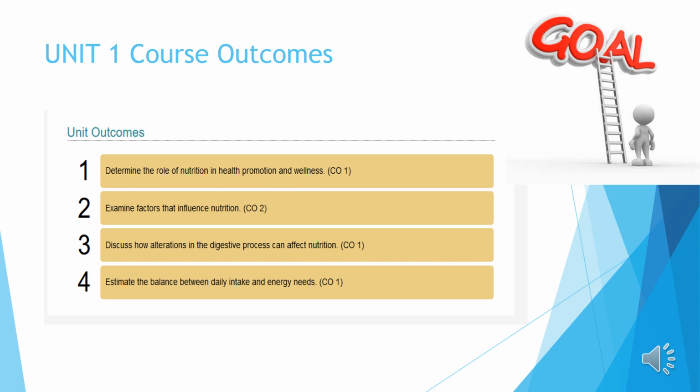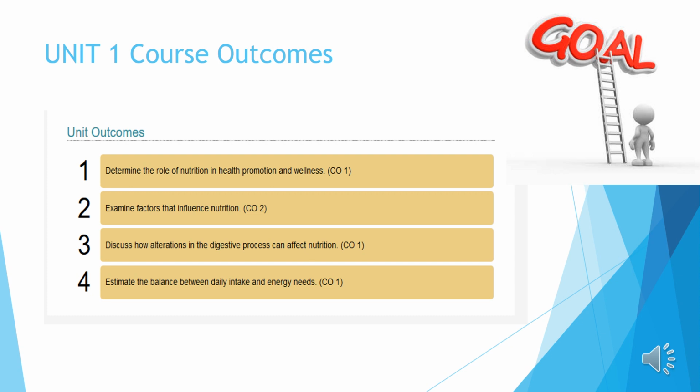When you start a module, the first thing that I recommend that you do is to look at the unit outcomes. So for example, in Unit 1, our unit outcomes, the things you need to know when we get through this unit. We're going to look at the role of nutrition in health promotion and wellness. We're going to look at factors that influence nutrition. Then we're going to discuss alterations in the digestive process and how that can affect nutrition.